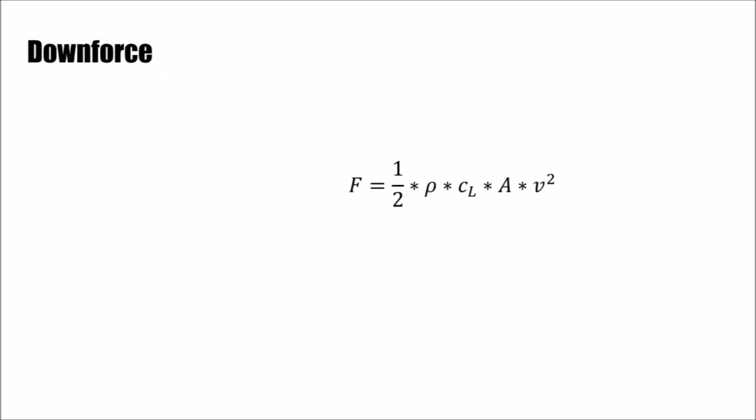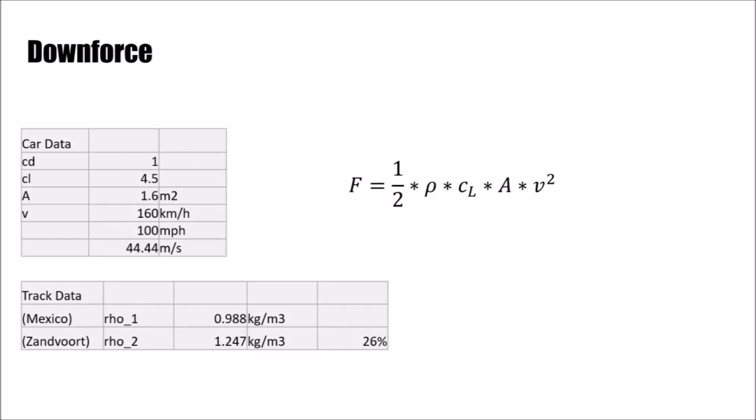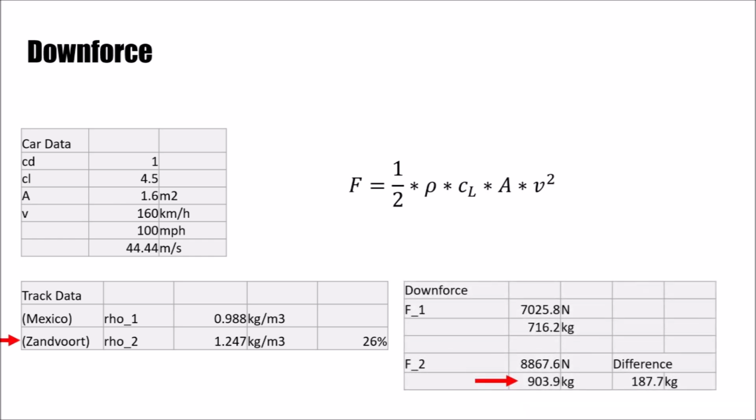Aerodynamic forces are calculated through the following formula. F equals half times density rho times CL, which is a correction factor, times A, which is the frontal area, times velocity v squared. If we now assume a drag coefficient of 1, a lift coefficient of 4.5, and a frontal area of 1.6 square meter, we get 900 kg of downforce at 160 km per hour on a track like Zandvoort. That is around the weight of an F1 car with fuel and hence a speed where it could theoretically drive upside down. In Mexico, however, that doesn't work.